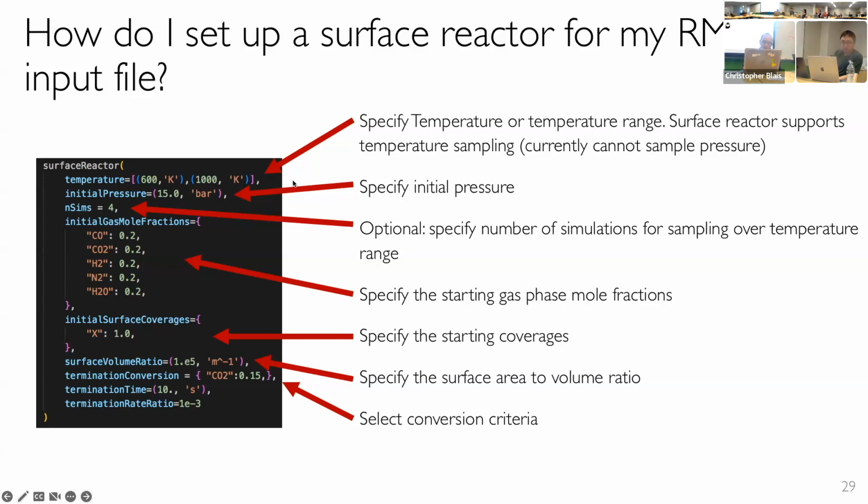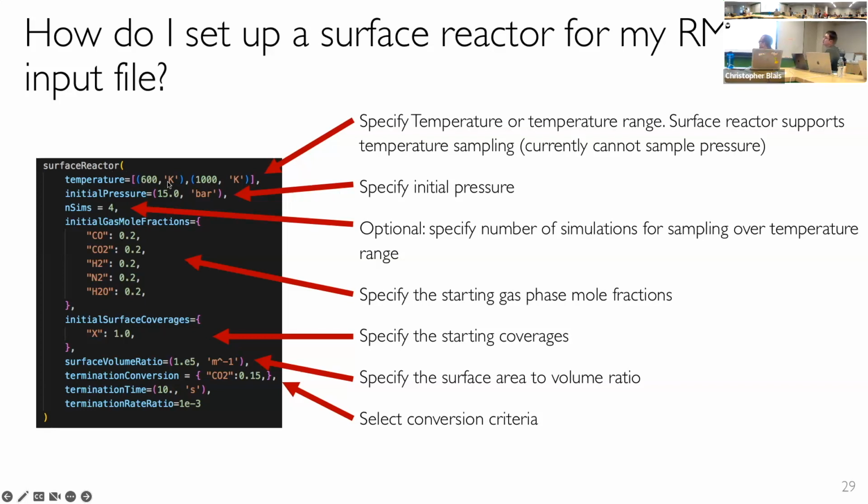So when you're setting up a surface reactor, I've gone through what I think is everything that might be important. Some of these are probably a little familiar from the minimal example. You can specify a range of temperatures for surface reactors, but you cannot specify a range of pressures. This is something that should be implemented in the future, but it's kind of non-trivial. I've made some attempts at it.